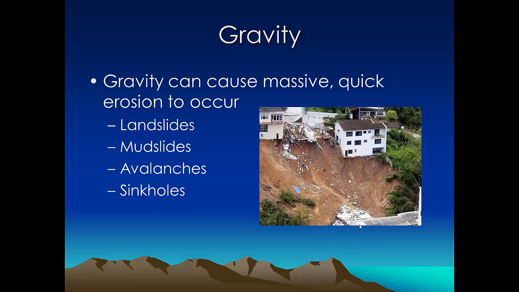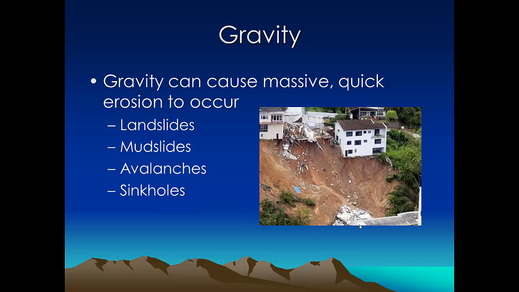People have been in their houses when sinkholes have developed, and they have lost their house because of this type of erosion. So it's important to know where that occurs, and we're going to talk about how scientists know that and how we can prevent it, and we'll get to that in just a minute.